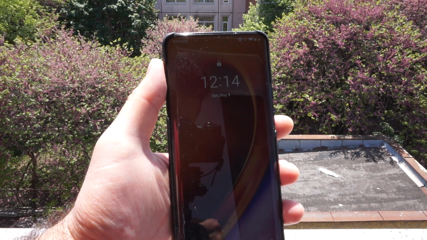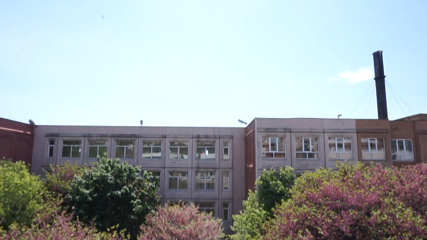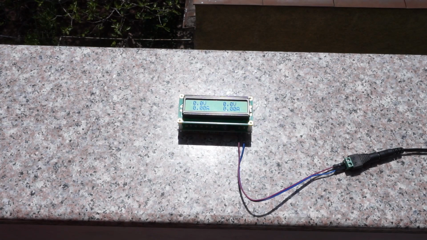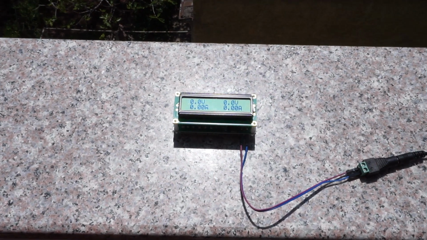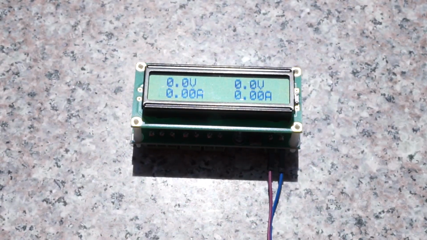Anyway, let's get testing. It's a little after 12 o'clock and we have clear skies today. Let's see what these solar cells can do. For my testing, I'm gonna use this dual digital multimeter that measures voltage and current at the same time.